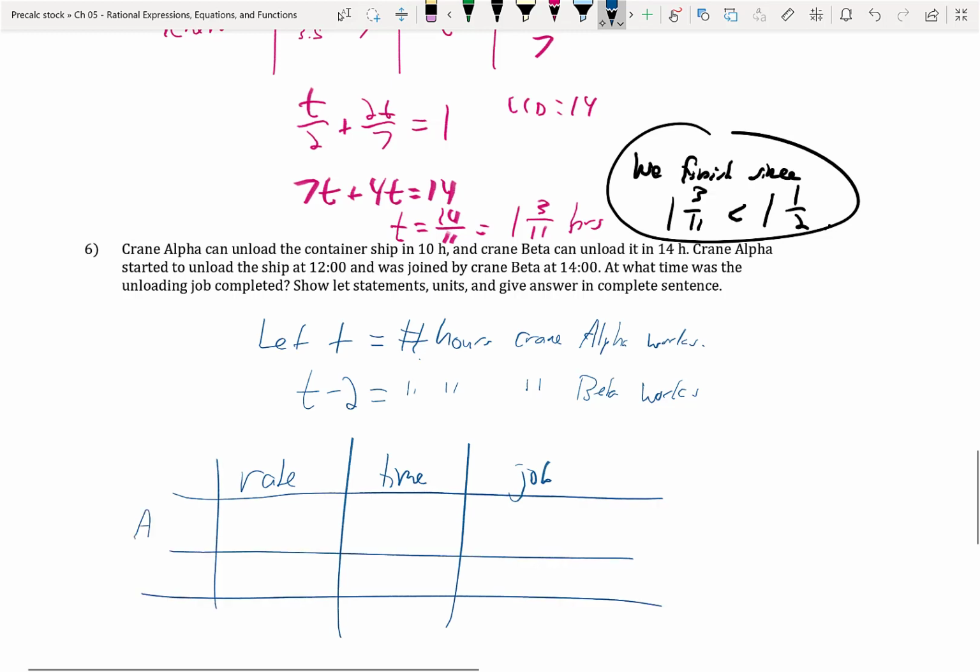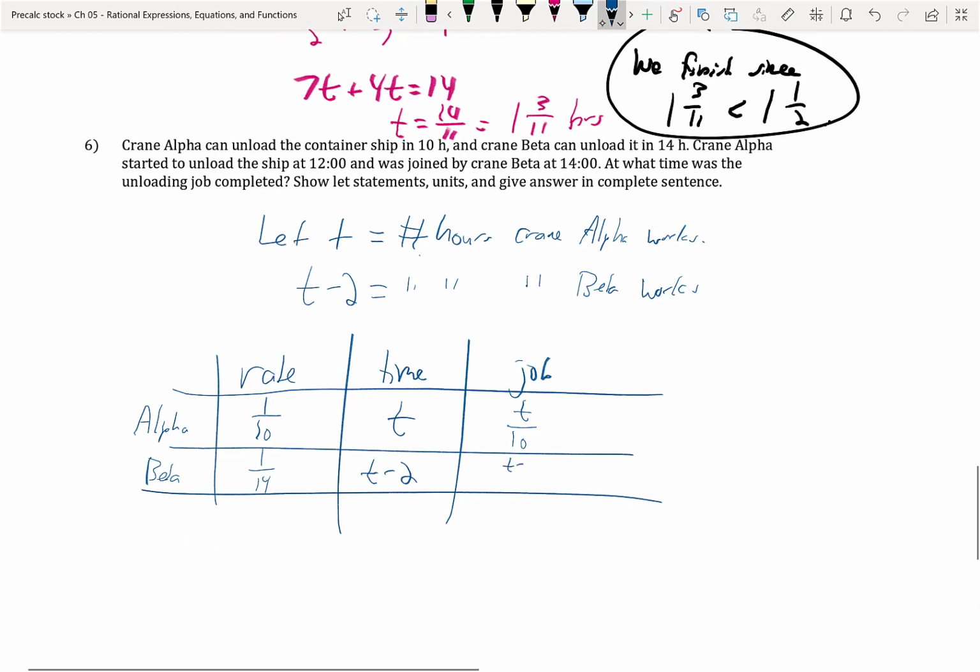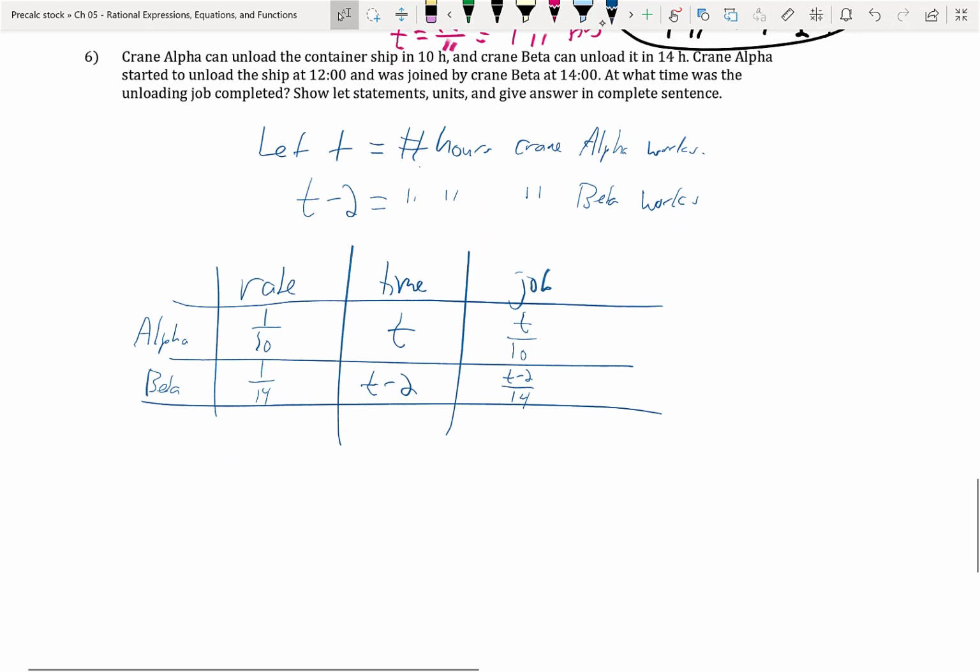So we have alpha, we have beta, and the rate of Crane Alpha is 1 job every 10 hours, and the rate of Crane Beta is 1 job every 14 hours. The time of Crane Alpha is T, and the time of Crane Beta is T minus 2. So the number of jobs that Crane Alpha completes is T over 10, and Beta is T minus 2 over 14. If I take the number of jobs that Crane Alpha does and add the number of jobs that Crane Beta does, I would get the 1 complete job because we're unloading 1 ship.